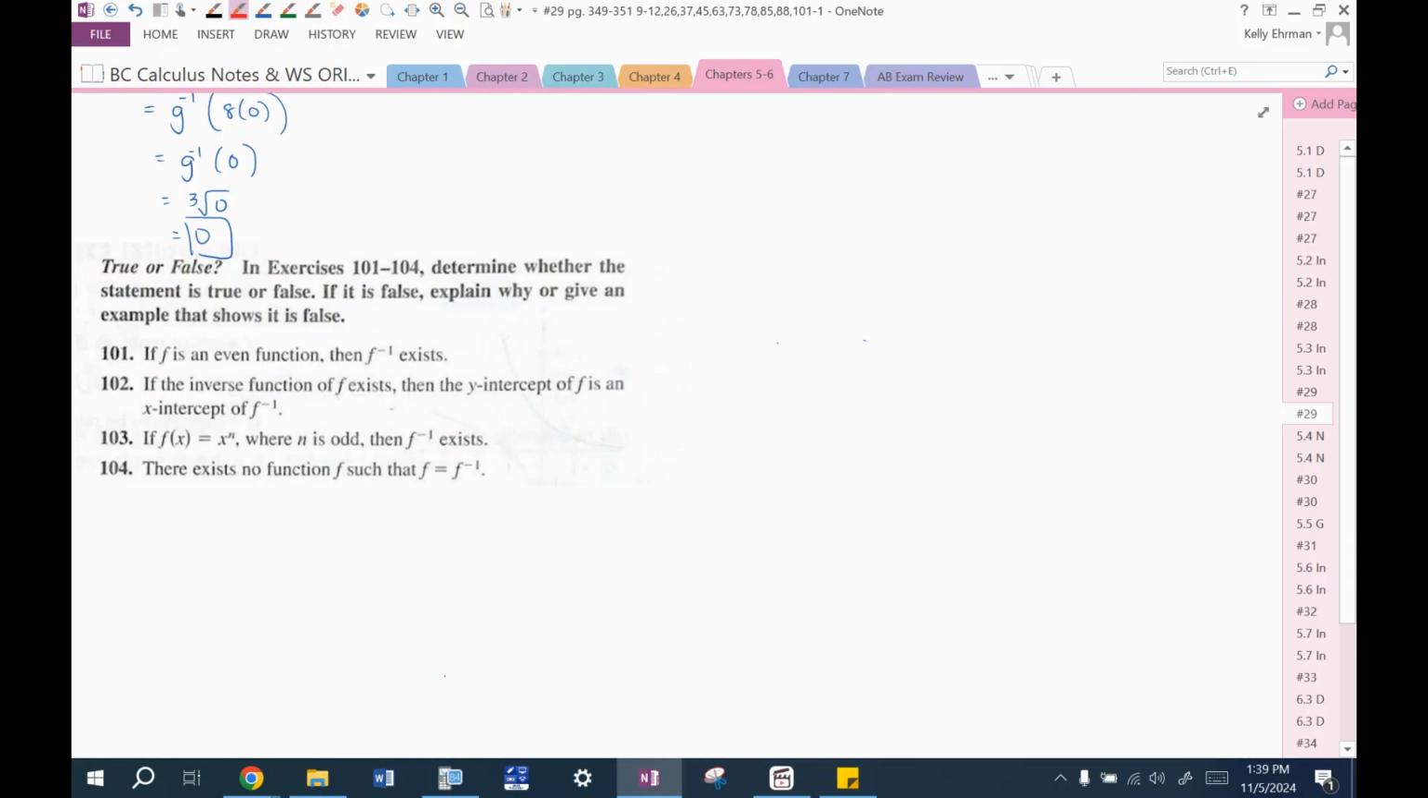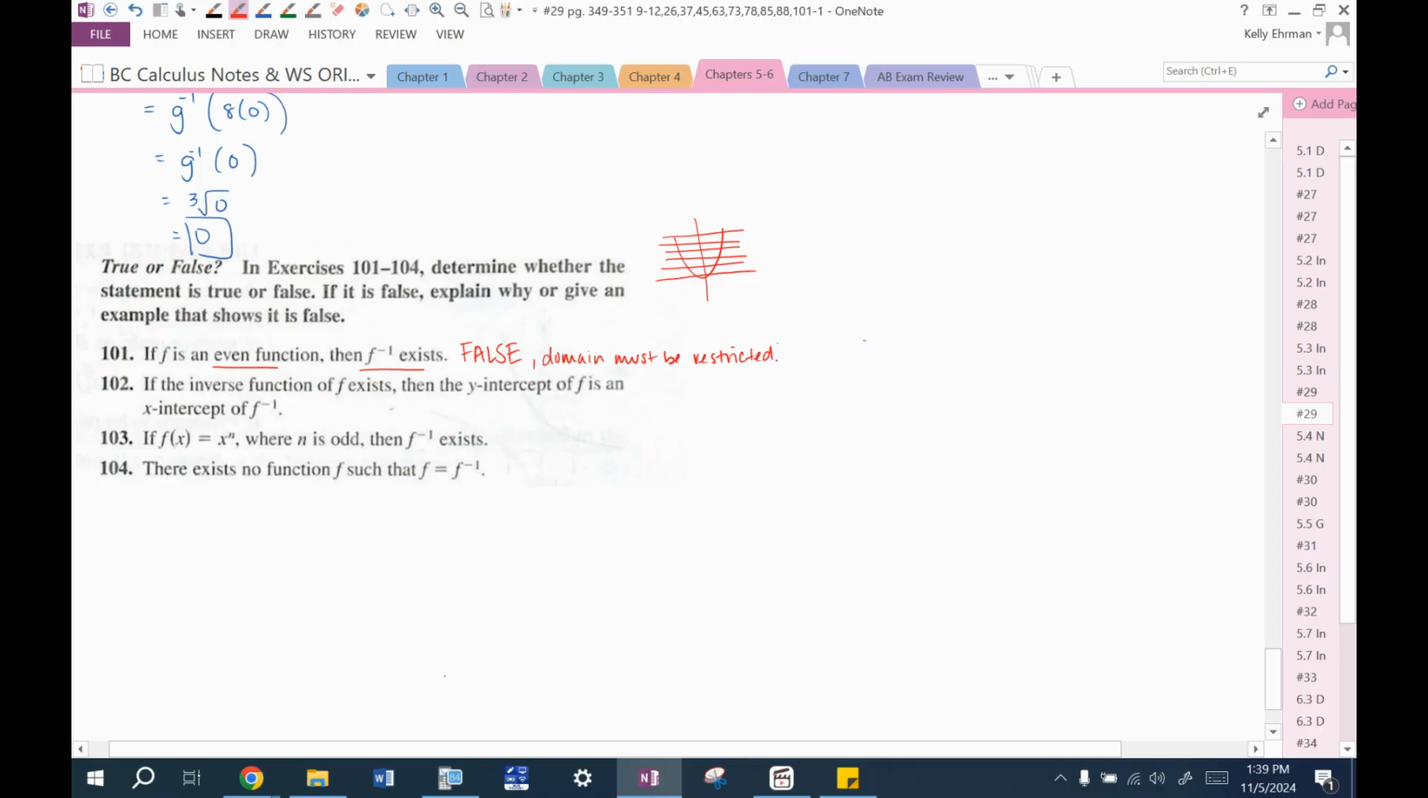If f is an even function, then f inverse exists. So remember, even function means y-axis symmetry, like the classic case is the parabola. So this fails the horizontal line test. It's not one-to-one. So no, that's not true unless you restrict the domain. Domain must be restricted.